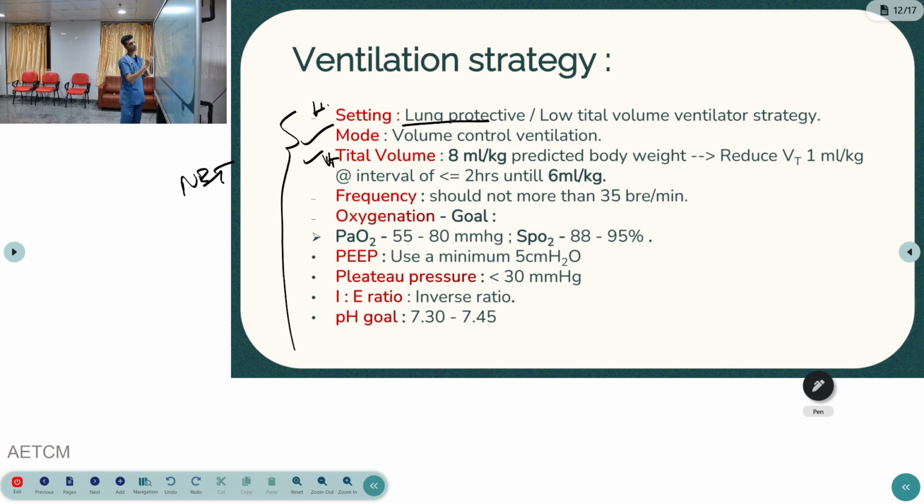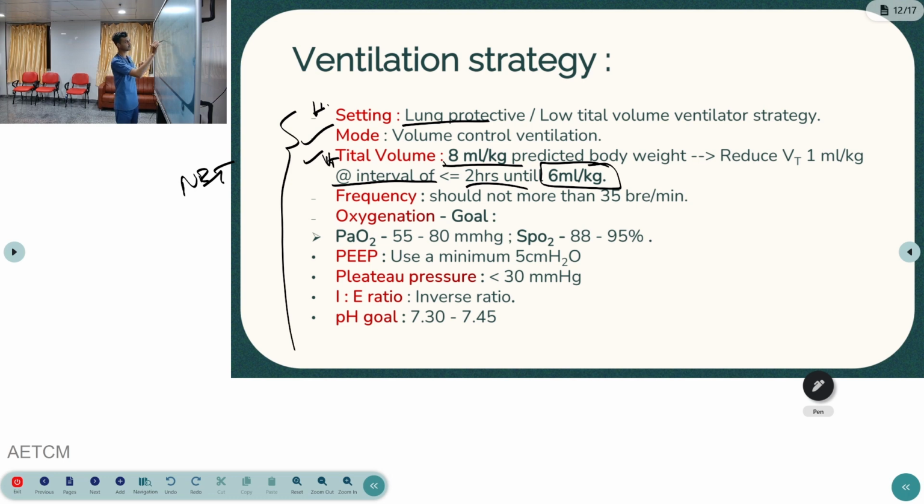Tidal volume: once after intubation and starting of ventilation you should start with 8 ml per kg predicted body weight, and then at intervals of less than or equal to 2 hours you reduce the tidal volume by 1 ml per kg until 6 ml per kg. So 6 ml per kg is the ideal volume for the ARDS condition. Initially we start with 8 ml per kg, and then step by step we reduce until 6 ml per kg.